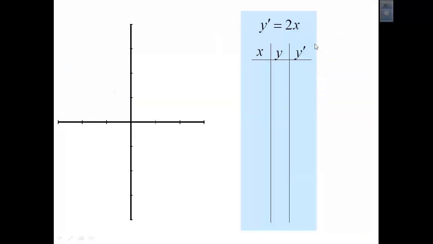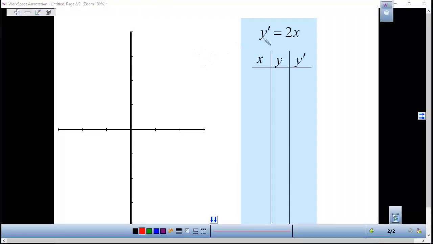All right, so for instance, let's do a slope field for this differential equation we've been looking at, y prime equals 2x. Now, guys, here's what I want you to remember. Remember that y prime is another way of saying dy/dx. And dy/dx is another way of saying slope. So the slope of the original equation of this graph is 2x. 2 times whatever the x value is for a given point.